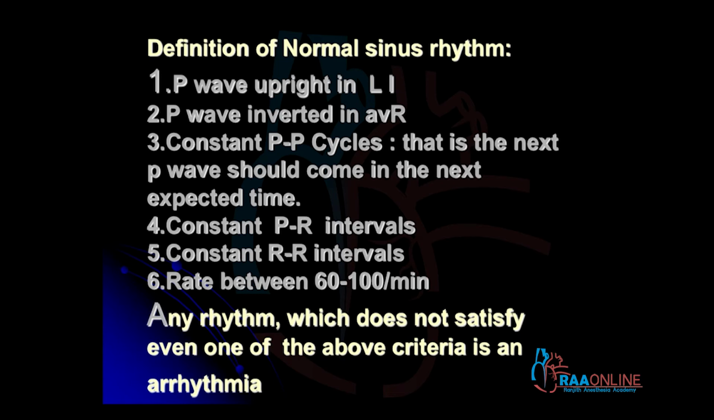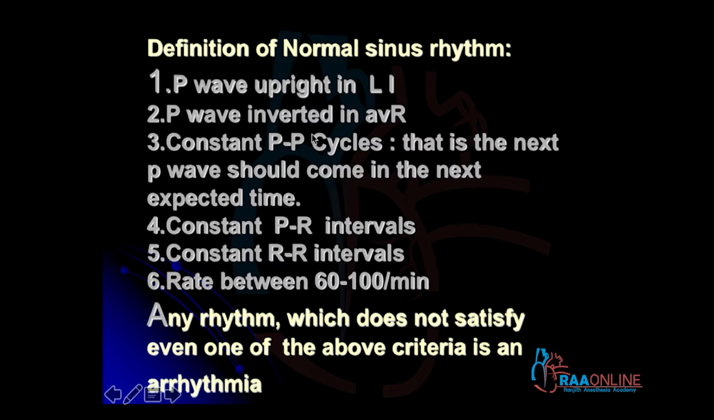And towards L1. Then you look at the distance between two adjacent P waves. This distance is constant throughout that particular ECG. Then you look at the PR interval, it should be constant throughout the ECG. So the interval between two adjacent R waves also should be constant throughout the ECG. The heart rate should be between 60 to 100 per minute.